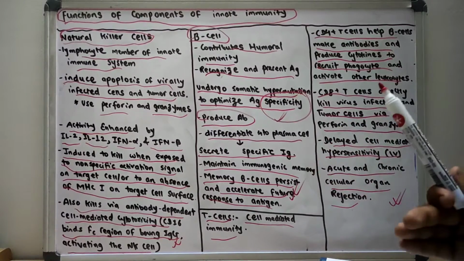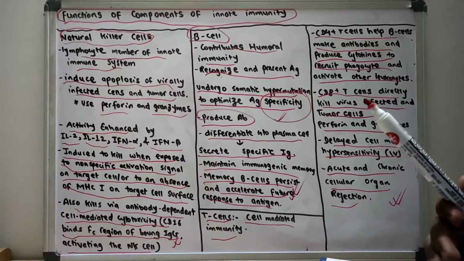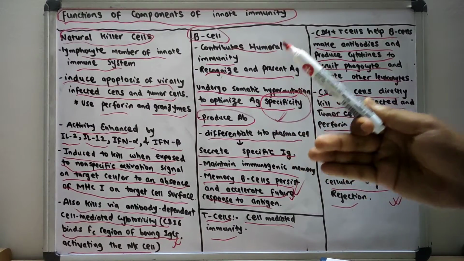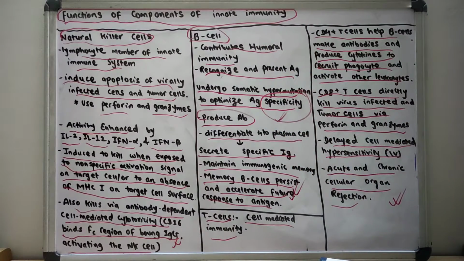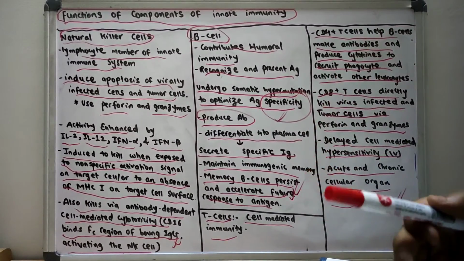So these are the various functions of the components of the innate immunity. We discussed the natural killer cell, B cell and T cells. I hope you understood this topic on the functions of components of the innate immunity.